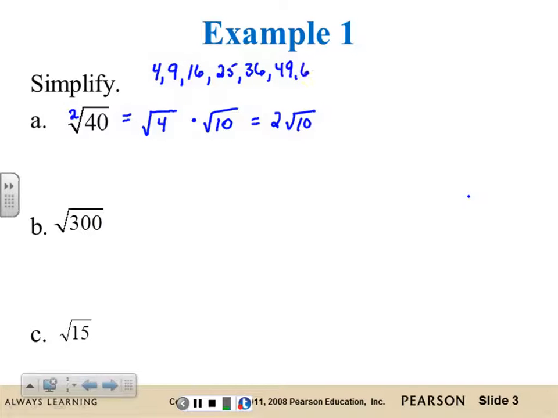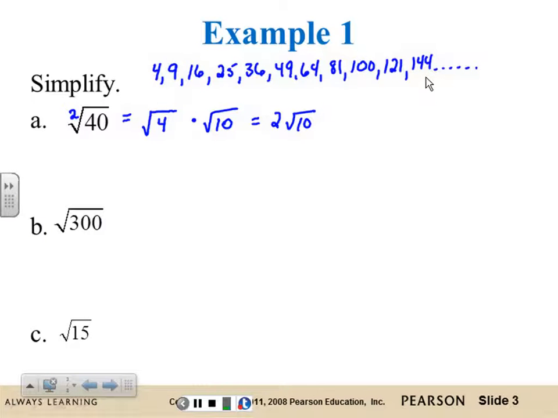8 times 8 is 64. 9 times 9 is 81. 10 times 10 is 100. 11 times 11 is 121. 12 times 12 is 144. And this goes on and on. So keep this list on your mind or write it down somewhere until you get used to doing these.